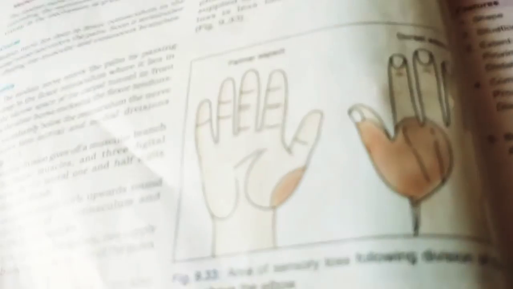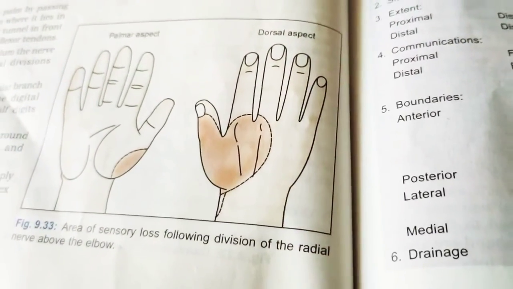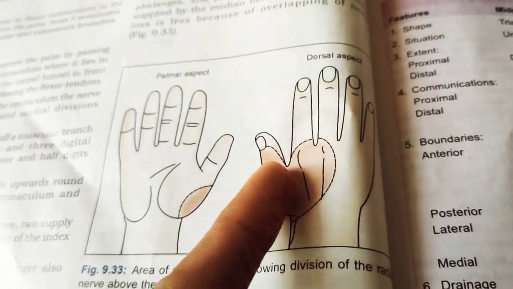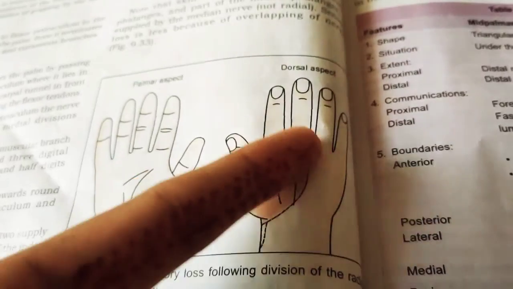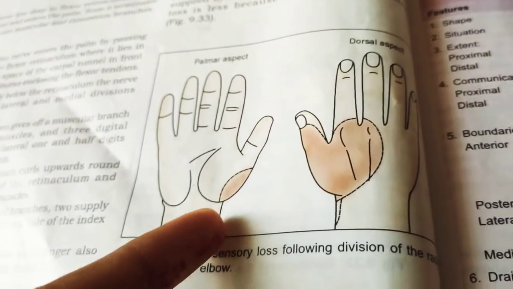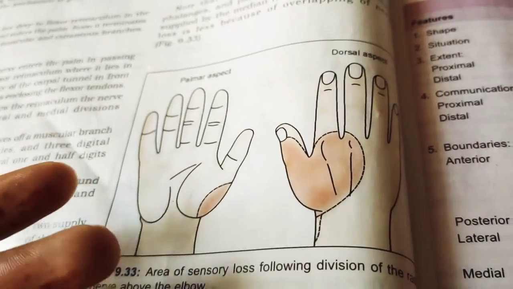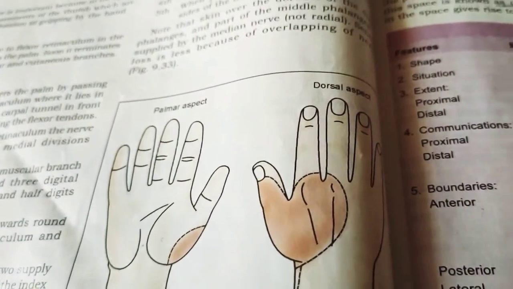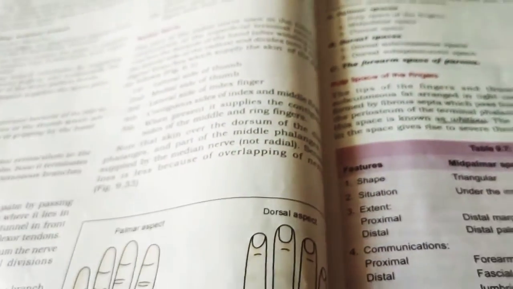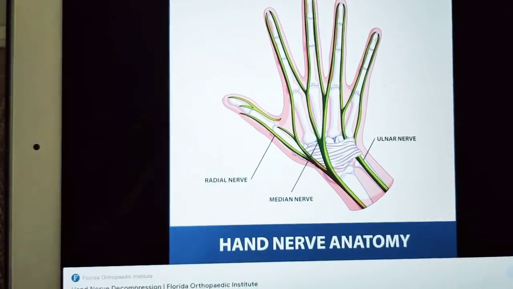So you can see here the area of sensory loss following division of the radial nerve. If the radial nerve is having any problem, then this area will be affected, because it is on the lateral side of the thumb, right. And on the palmar side, if you observe this side, at the side of the thenar eminence, this side will be affected. So by this we completed the nerves of the hand. Next we'll move on with the spaces of the hand.